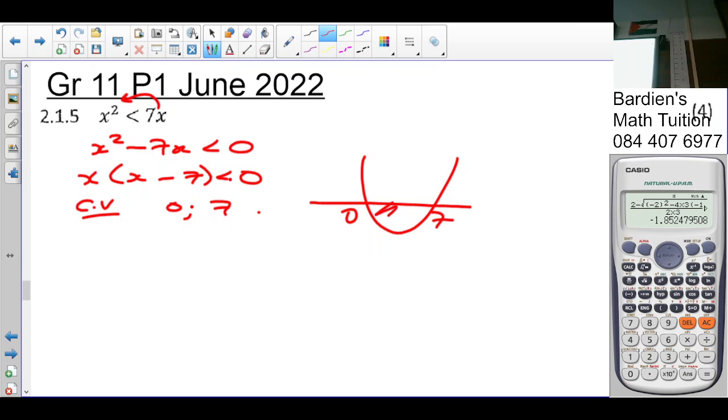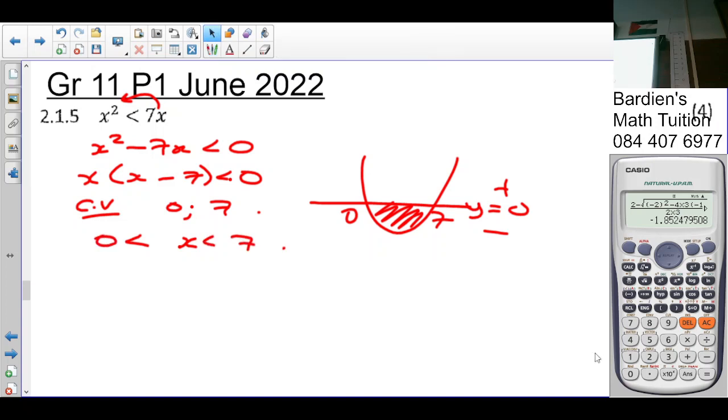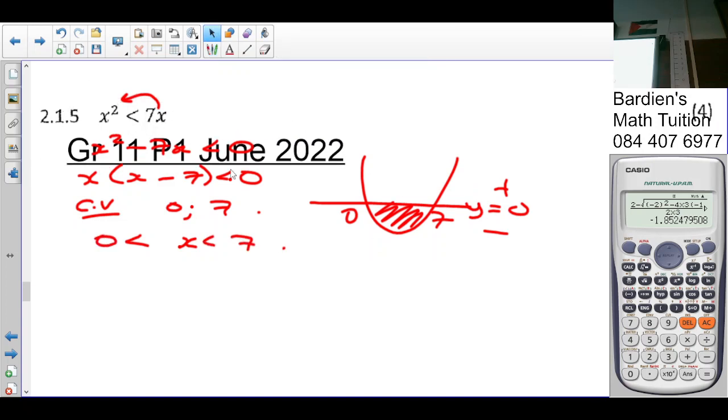So it must be less than. So it's below the line. So it's a continuous solution there. Remember that's y is equal to 0, more than and less than. It's continuous, so x is greater than 0 but less than 7. Next.